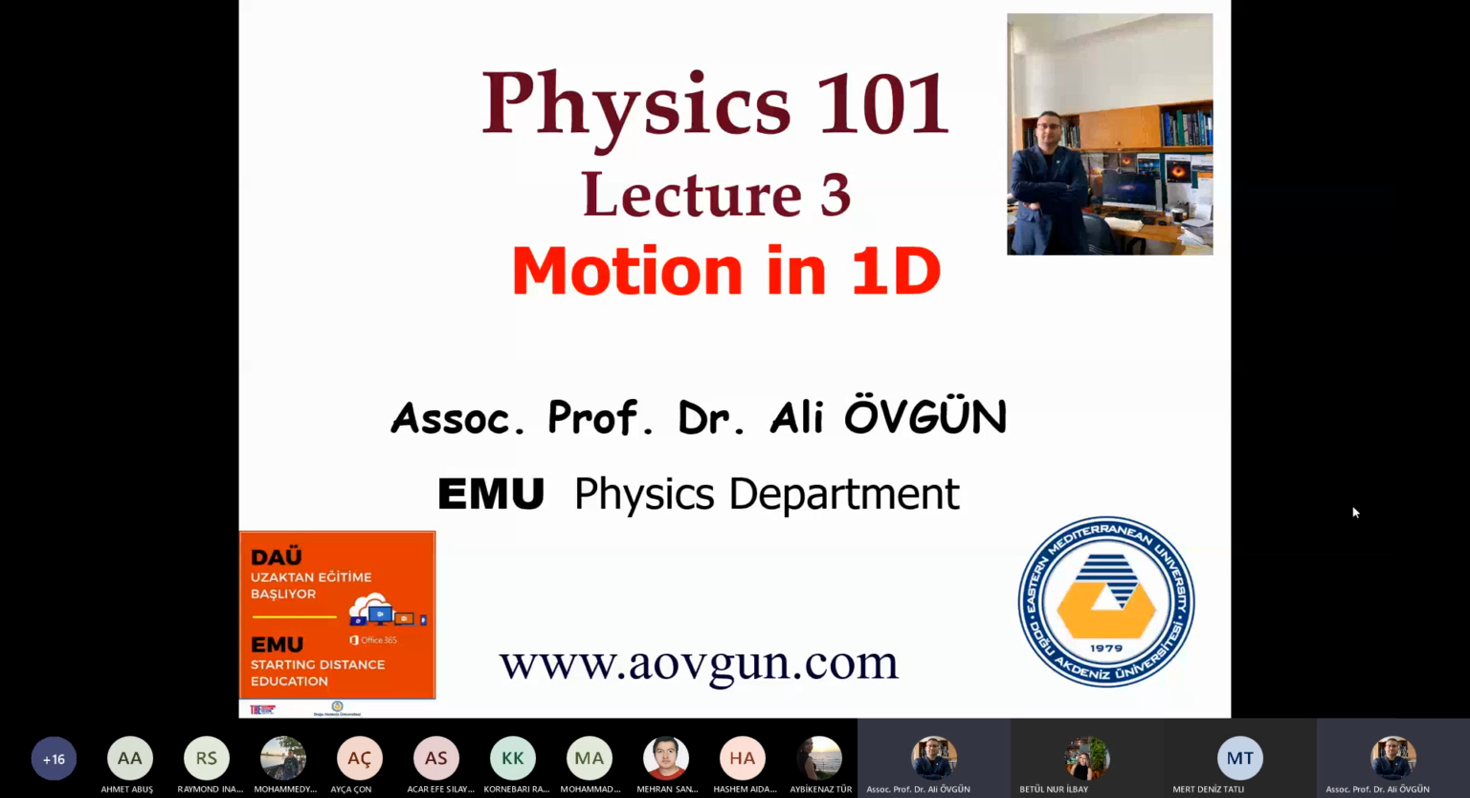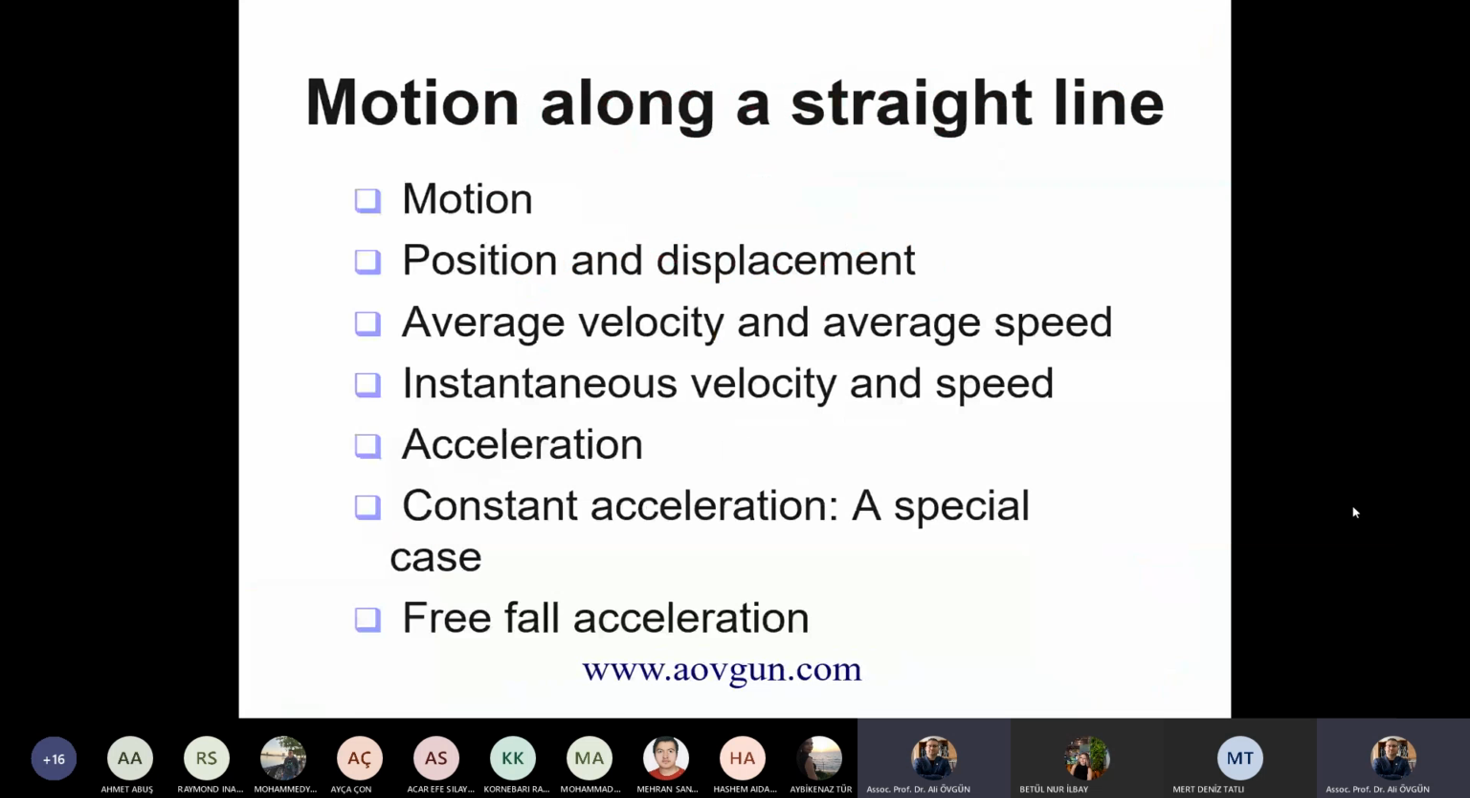Motion along a straight line is one example of one-dimensional motion, and there are important quantities for the motion. What are they? Position and displacement, and also average velocity, average speed, instantaneous velocity, and instantaneous speed, and also free fall acceleration.